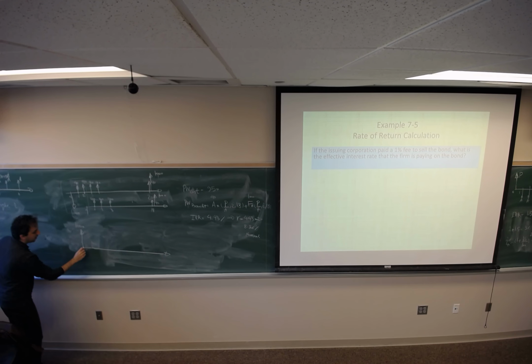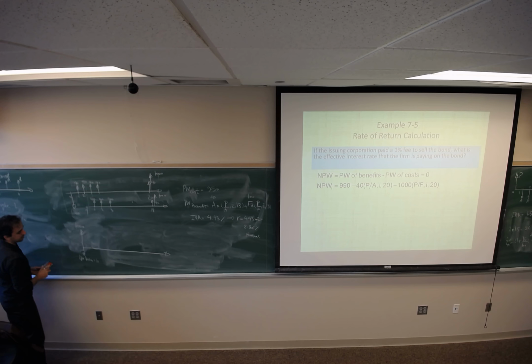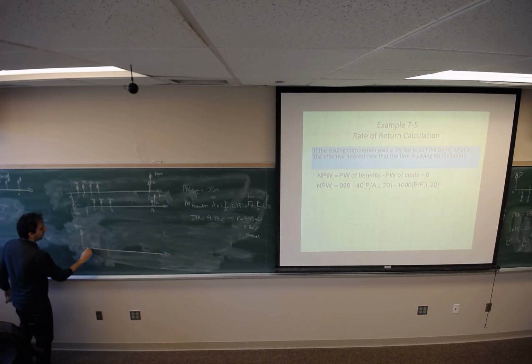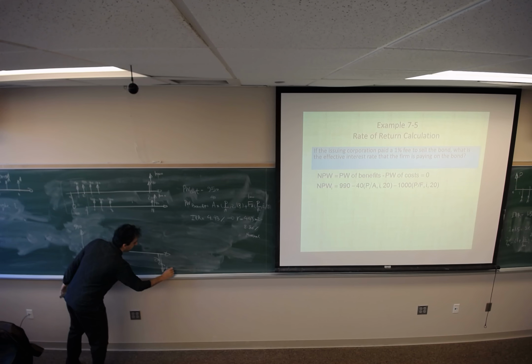But they should pay 1% of that, which is 1% of 1,000, which is $10. So basically they will get 990, 1,000 minus 10. The rest will be the same. They pay $40 for 10 years or 20 periods of time, and they pay another $1,000 at the end.